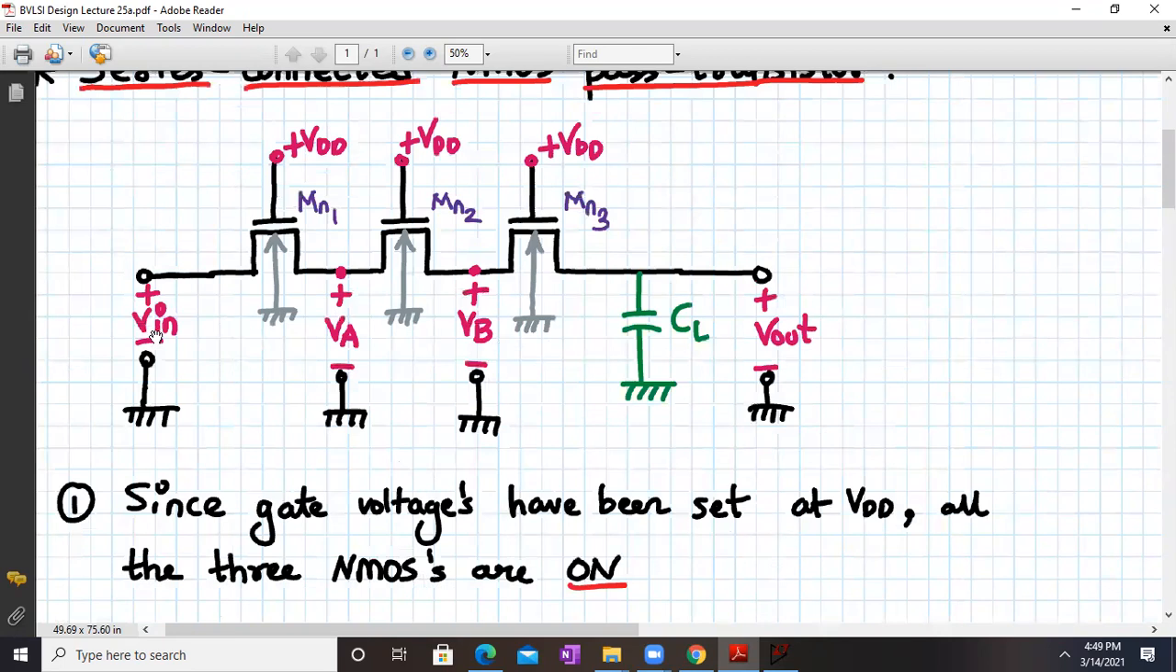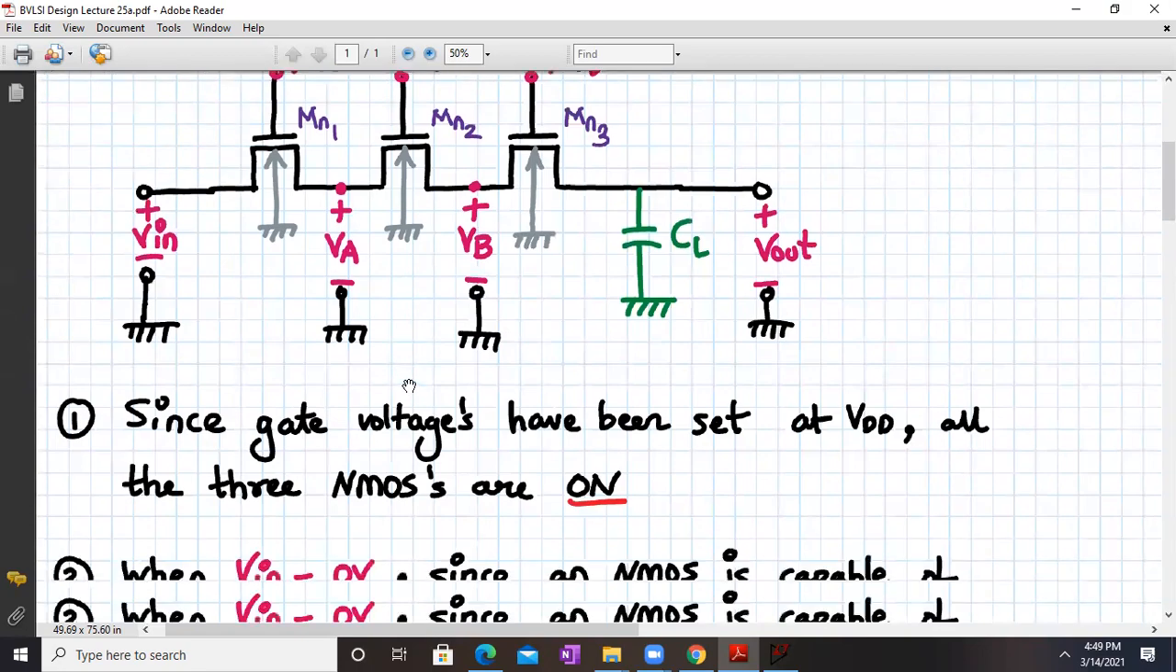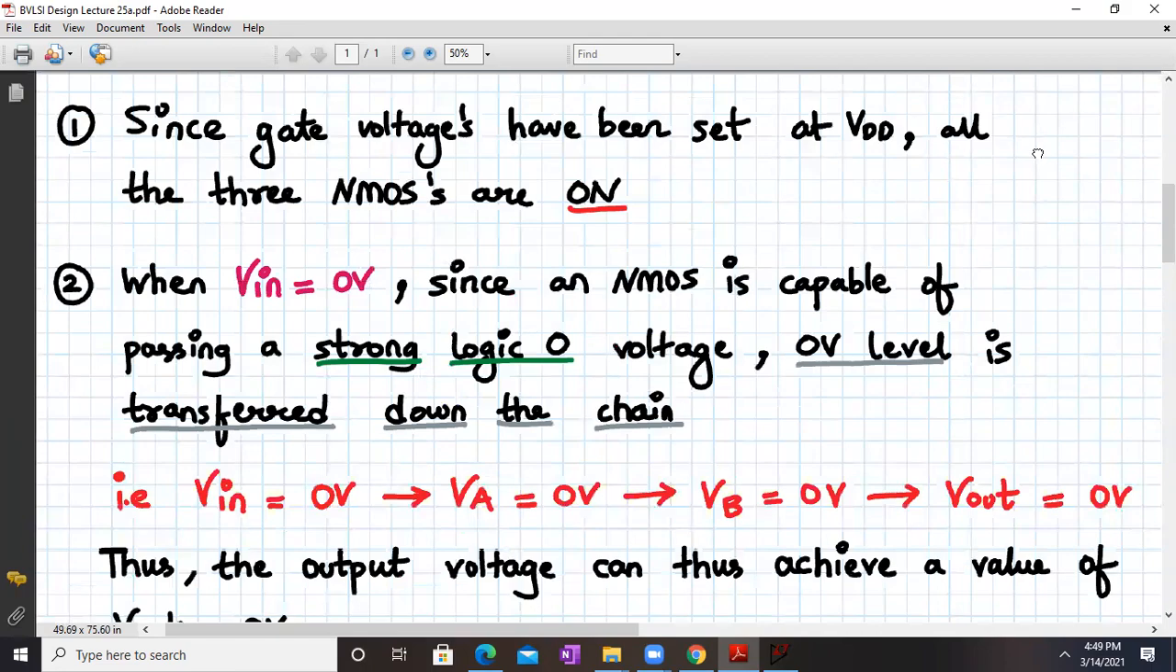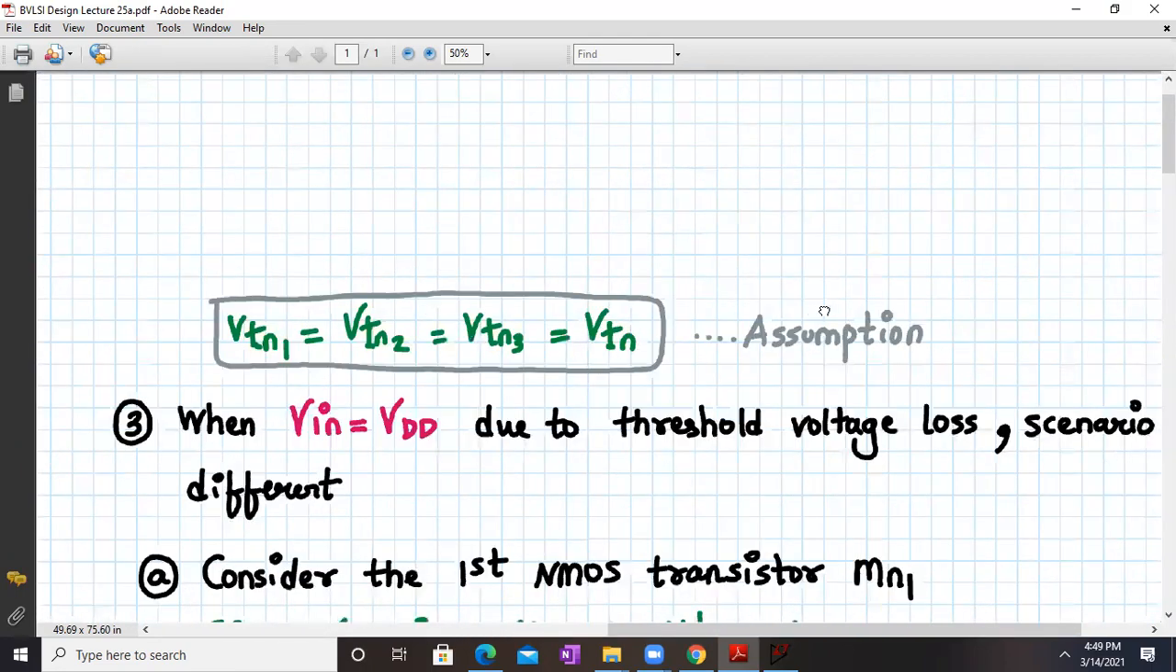But the story changes when we apply V in as 5 volt. So when we apply V in as 5 volt, let us investigate this MN1 transistor carefully. Let us first understand why we get VA as VDD minus VTN, as we got in the LTspice simulation. Okay. So let me go over here and consider the first case.